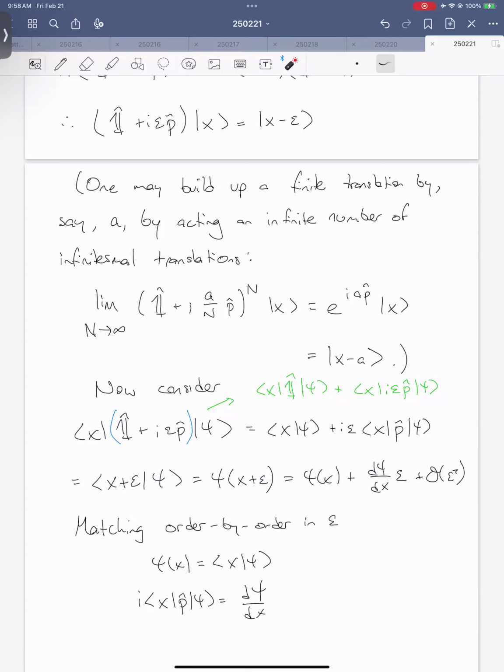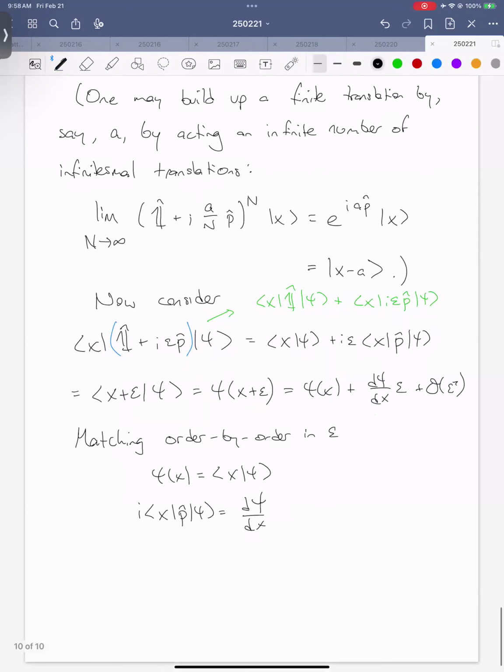All right, super. Okay, so the punchline is that if I have the x bra, p operator, and then any general state psi ket, it is equal to minus i times the derivative of the psi wave function with respect to x.